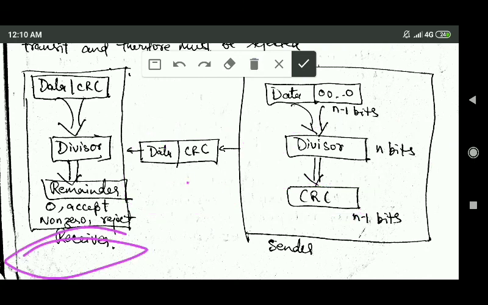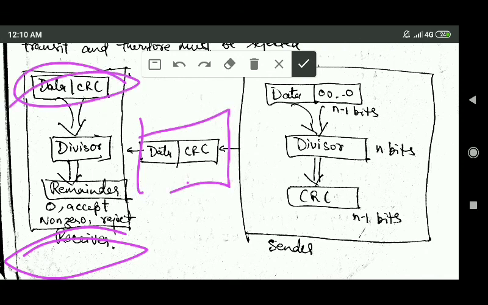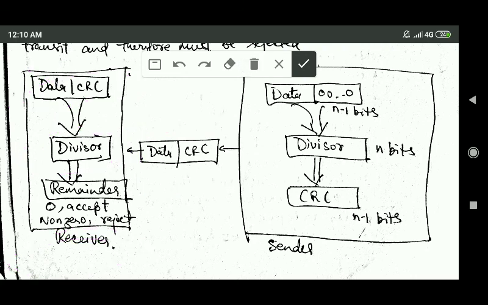So when the receiver receives this extended data unit, it divides it by this n-bit divisor. If you get the remainder 0 after division, then the receiver will consider that there is no error and it will accept the data unit. But if the receiver gets a non-zero remainder after division, then the receiver considers that there has been some error in this data unit and the receiver will reject this data unit.